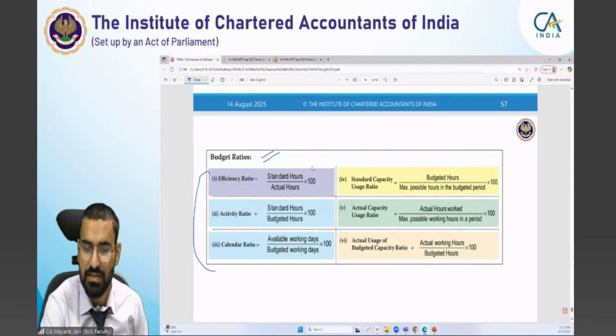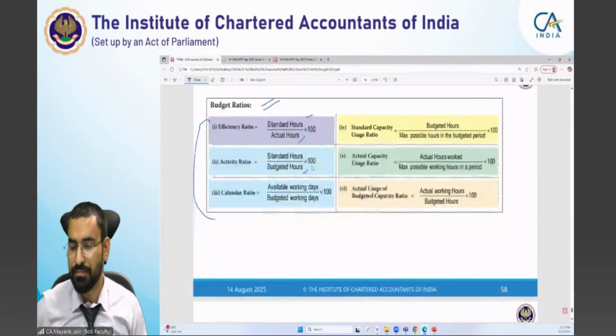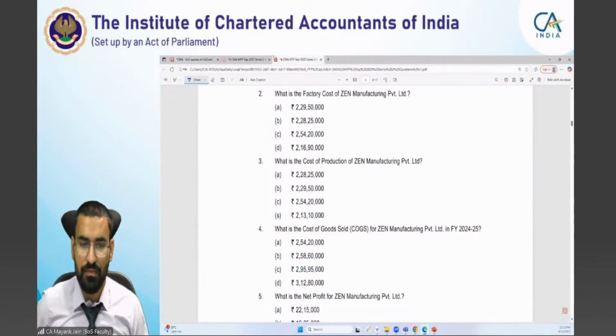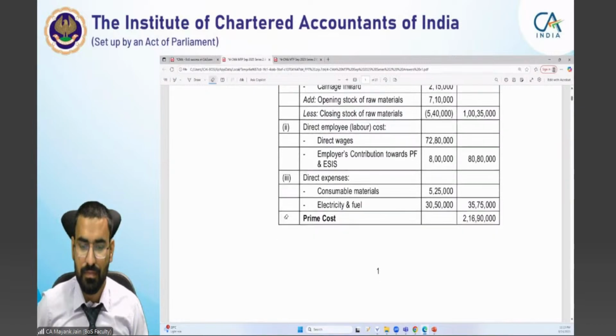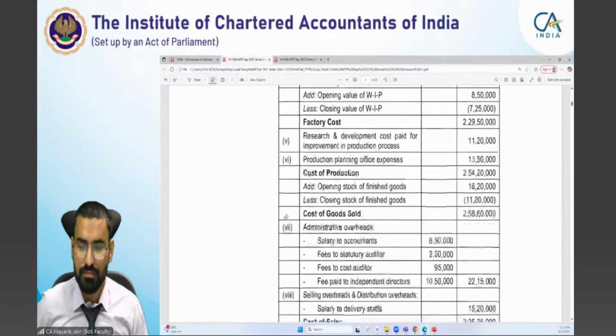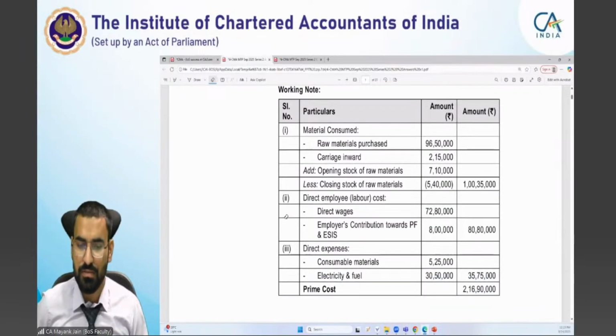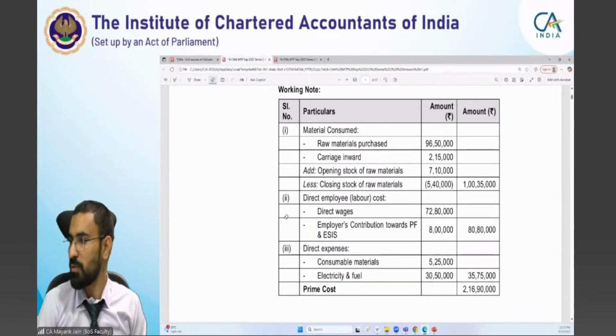You have to understand the standard hours, budgeted hours, and the actual hours. What is the difference between the budgeted and the standard? You have to know the difference between those two terms. So now we'll do one more case scenario. This is the answer of first part. You may take a screenshot or you may download it from the BoS Knowledge Portal, the MTP Series 2 for September 2025 exam.